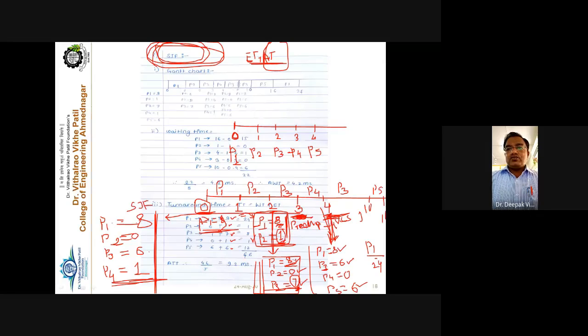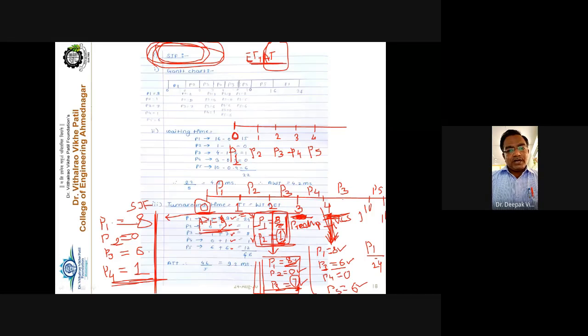So that's why, at 4 milliseconds, again I draw the scenario at the 4th millisecond: P1 is 8, P3 is 6, P4 is 0, and P5, which is the newly arrived process, is equal to 6. Getting this point? So comparison: 8, 6, 6. 6 and 6 are equal, so again I have to follow FCFS, so I will go for the P3 process, and P3 is assigned to the system.